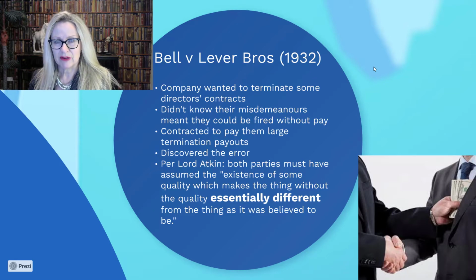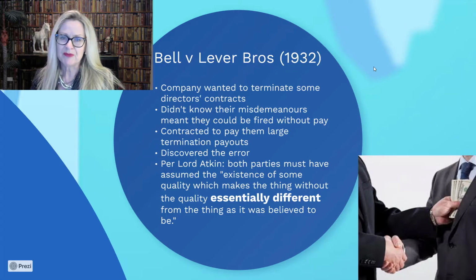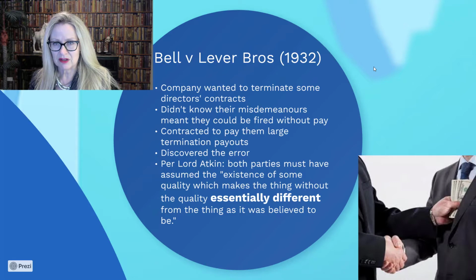And so they ran off to court and tried to get the court to sort it all out for them, saying that there was a common mistake and therefore the contracts under which they were paid termination payments should be held void. Per Lord Atkin, as I've got there on the slide, both parties must have assumed the existence of some quality which makes the thing without the quality essentially different from the thing as it was believed to be.